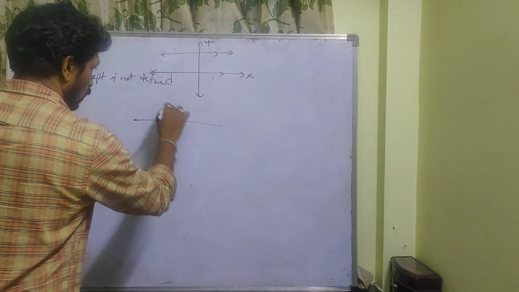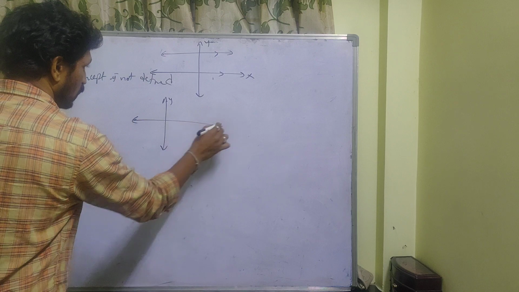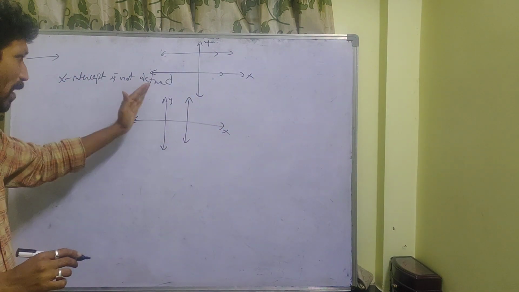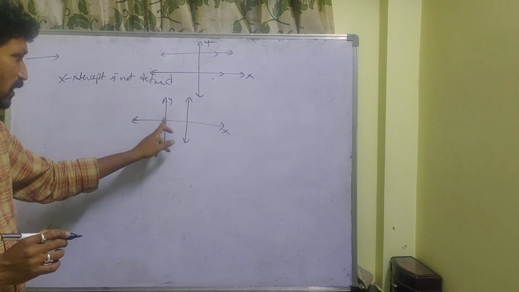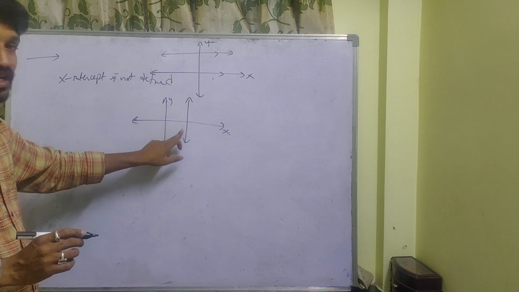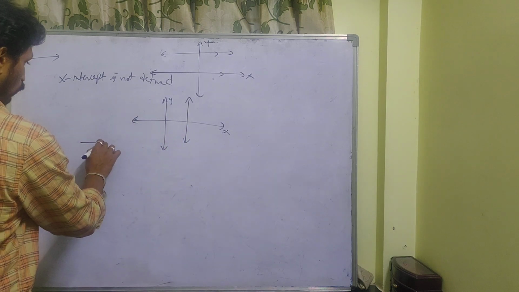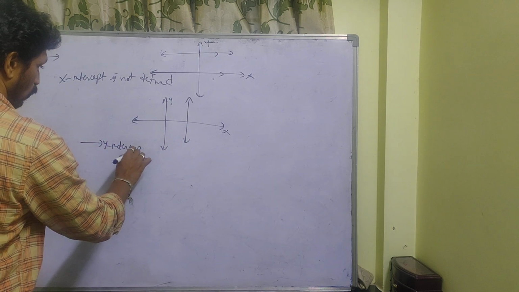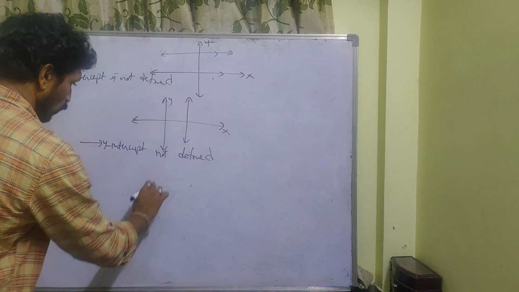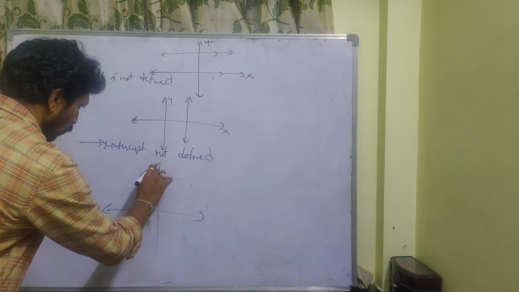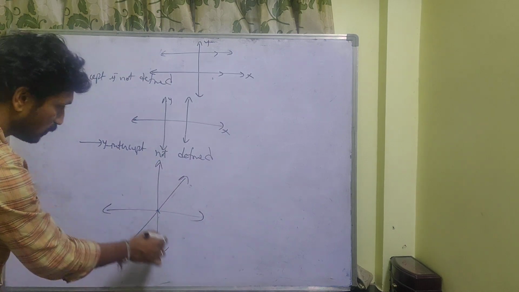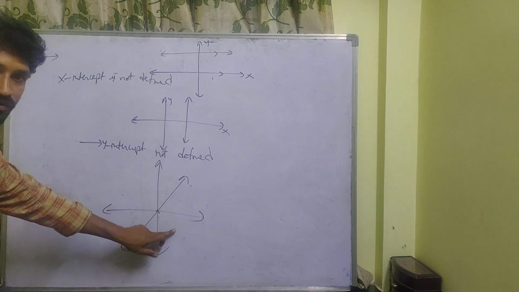Similarly, this is the y-axis and this is the x-axis. What is the y-intercept of a line parallel to the y-axis? Does it intersect the y-axis? No. So the y-intercept is not defined for this one. Not defined.